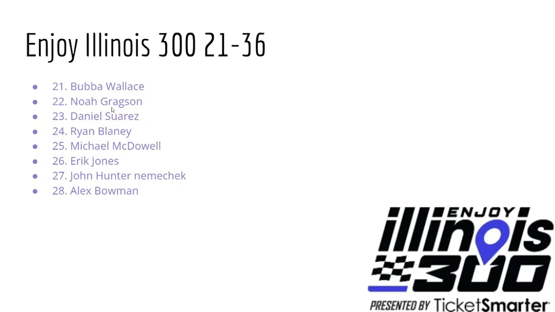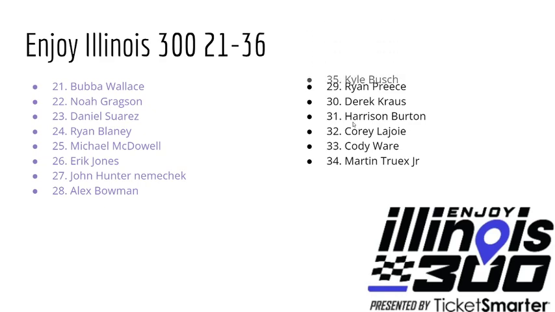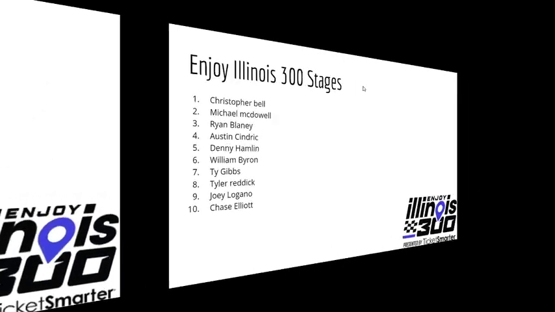21st we got Bubba Wallace. 22nd Noah Gragson. 23rd Daniel Suarez. Ryan Blaney 24th. Michael McDowell 25th. Erik Jones 26th. John Hunter Nemechek 27th. And Alex Bowman 28th. Ryan Preece 29th. Derek Kraus 30th. 31st Harrison Burton, Lajoie 32nd. Cody Ware 33rd. Martin Truex 34th. 35th Kyle Busch. And dead last was Josh Berry.